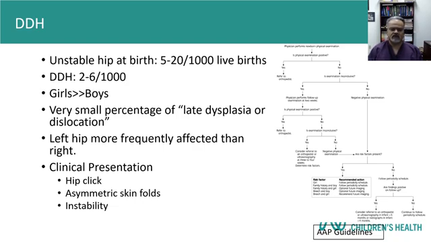The left hip is affected more frequently than the right. There are some studies that suggest that if there is right hip involvement, then the deformities may be a little bit more severe and more difficult to care for. However, this has not been borne out in the larger studies. These kids clinically will present with either a hip click or asymmetric thigh folds or skin folds or frank instability, and this is usually picked up at the neonatal exam by the pediatricians, and these are the main reasons why they get sent over to us for further evaluation.